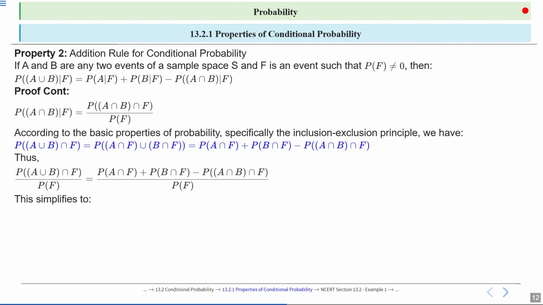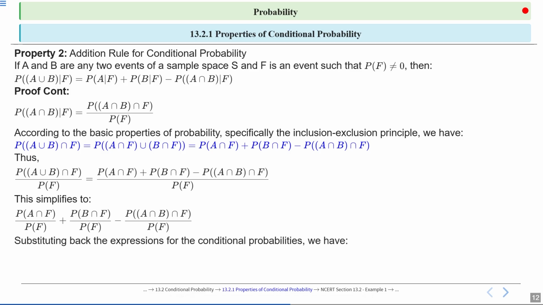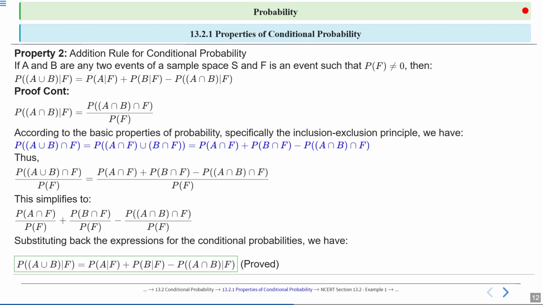So this simplifies to probability of A intersection F upon probability of F plus probability of B intersection F upon probability of F minus probability of A intersection B intersection F upon probability of F. Now substituting back the expression for the conditional probabilities, we have probability of A union B upon F equal to probability of A upon F plus probability of B upon F minus probability of A intersection B upon F. Hence it is proved.